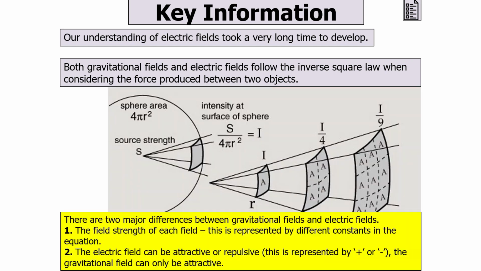However, there are two major differences between gravitational fields and electric fields. Firstly, the field strength of each field, which is represented by different constants in the equation. And secondly, the electric field can be attractive or repulsive, represented by a positive or negative value, whilst the gravitational field can only be attractive.